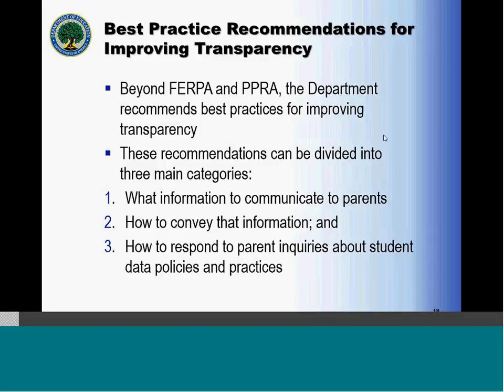It's important to remember that meeting compliance is the minimum necessary under federal law, and the department strongly encourages the use of best practices regarding transparency around data systems. The guidance document covers 3 primary categories: 1, what information to communicate to parents; 2, how to convey that information; and 3, how to respond to parent inquiries about student data policies and practices.